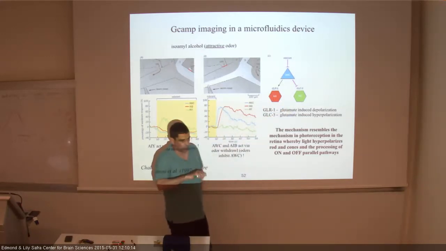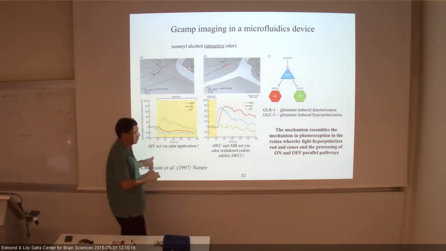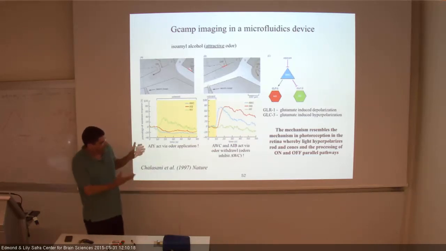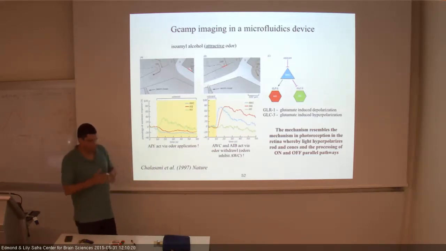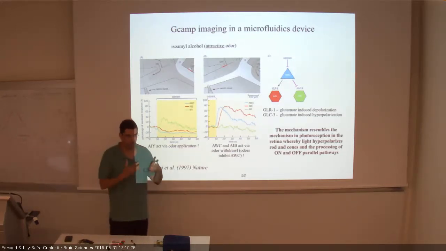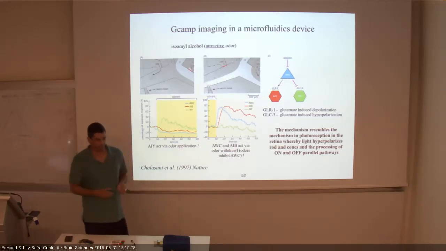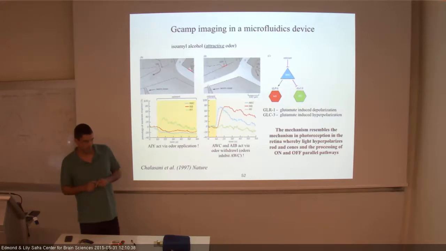Okay, we will not go into the details. I just want to tell you that this, in some way, mimics the on and off parallel pathways in the retina and shows you that even in the C. elegans, you can reveal or unravel very basic mechanisms that you find later on in other sensory systems. In this case, like in the visual system, also, something that looks like an on-off sensory pathway.